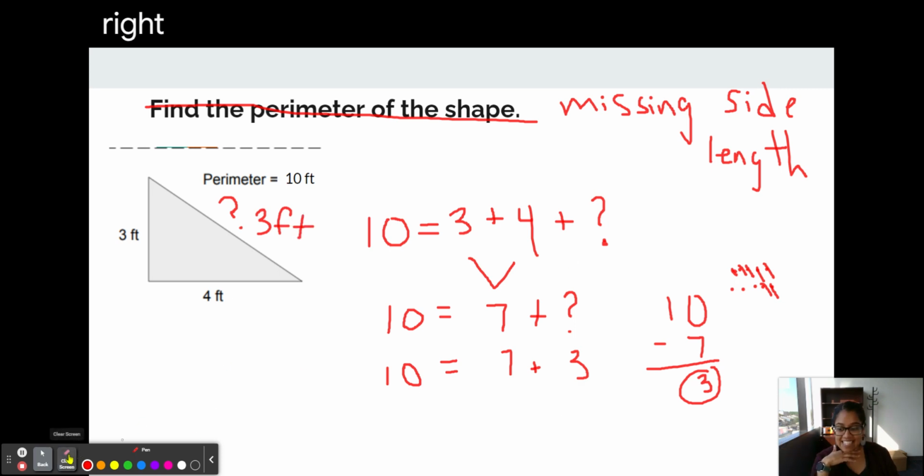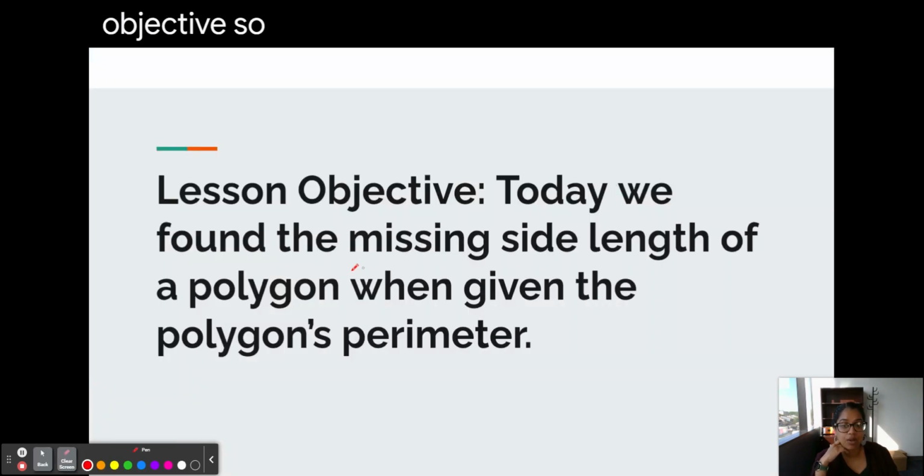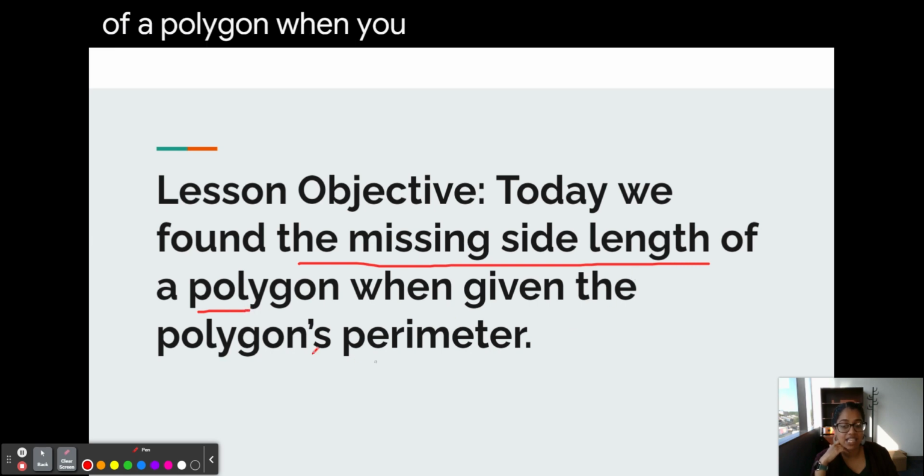All right, fantastic. Let's go ahead and review our lesson objective. So today we found the missing side length of a polygon when given the polygon's perimeter.